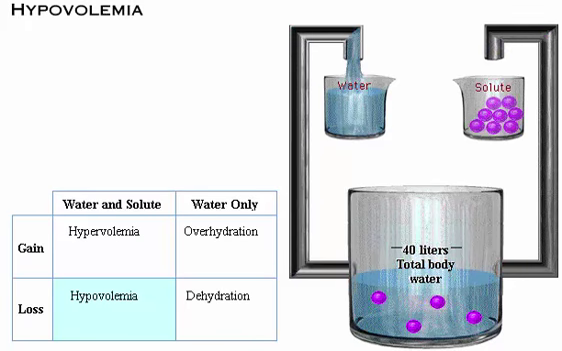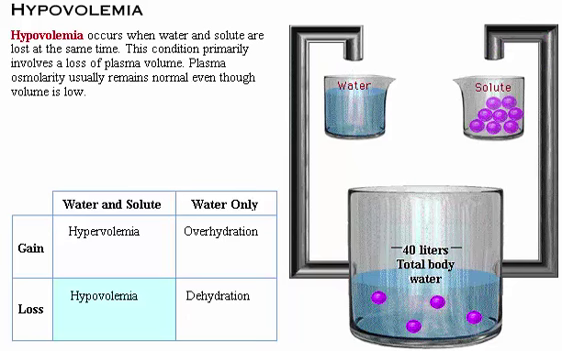Hypovolemia occurs when water and solutes are lost at the same time. This condition primarily involves a loss of plasma volume. Plasma osmolarity usually remains normal even though volume is low.